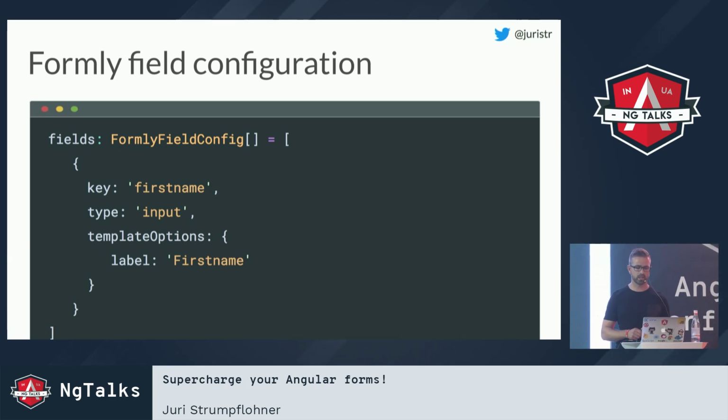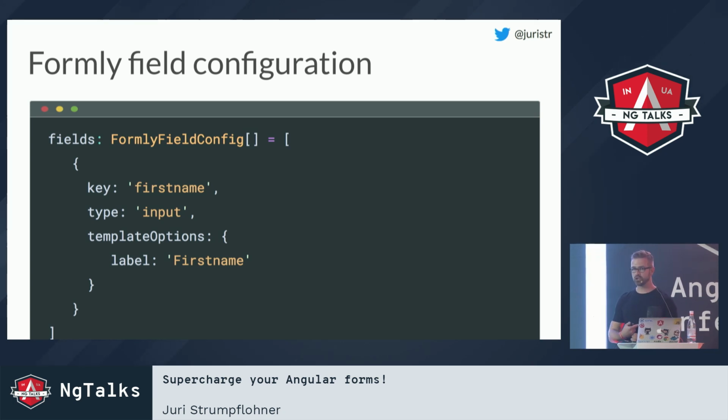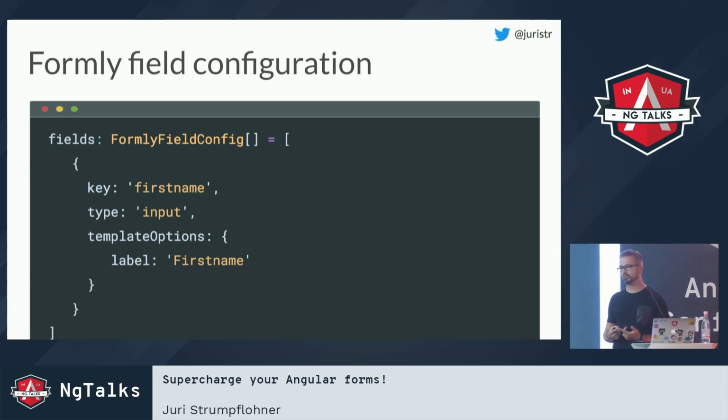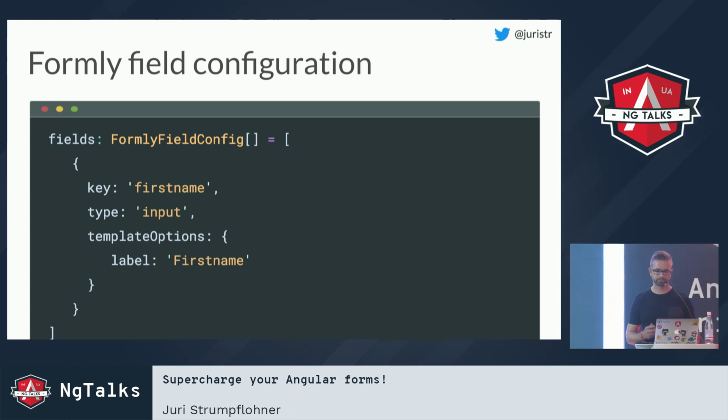A very simple field configuration for Formly looks something like this. You have the key property, which in this case is firstName, and that's the property name of the model you want to bind. Then you have to specify which type you want, which in this case is type input, and then the label you want to show beneath it. So here I show a very minimal configuration. There are a lot of other options, of course, which you can use.